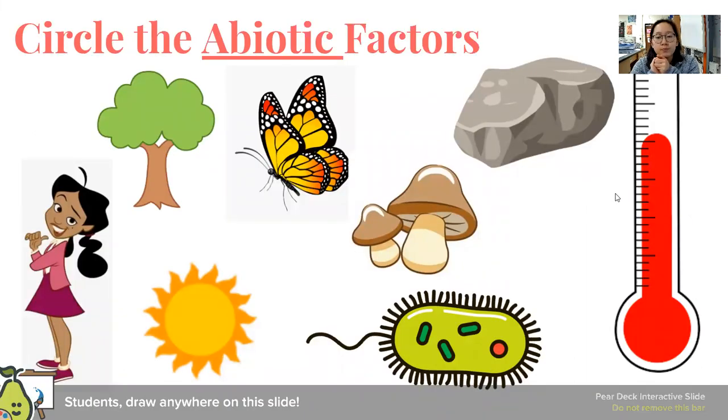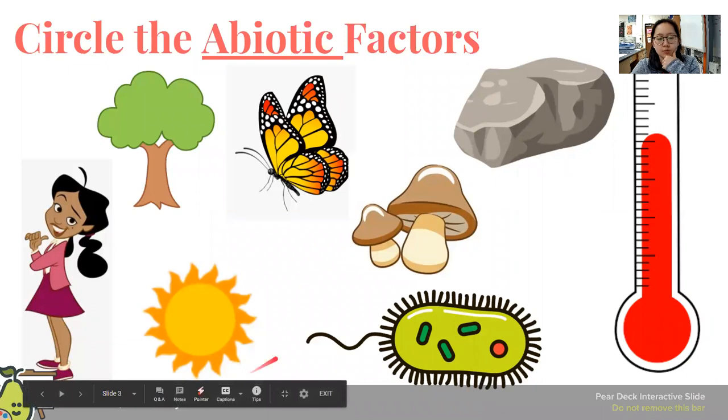So use your drawing tool or the pen tool to circle all of the abiotic factors here. Take a pause and go ahead and do that. Okay, so if you did go through this, technically you should have circled anything that was non-living, which would be abiotic. So you'd be circling the sun, the rock, and the temperature.